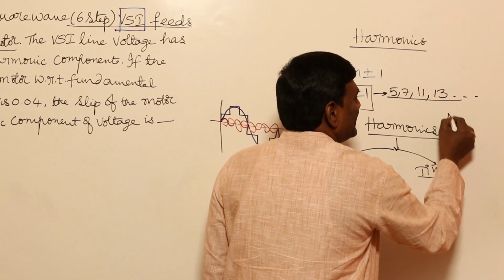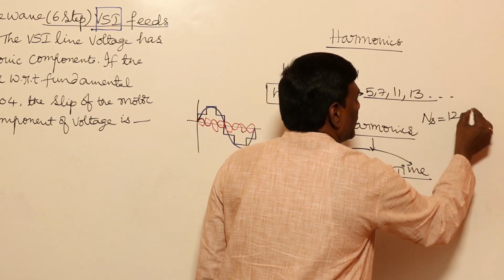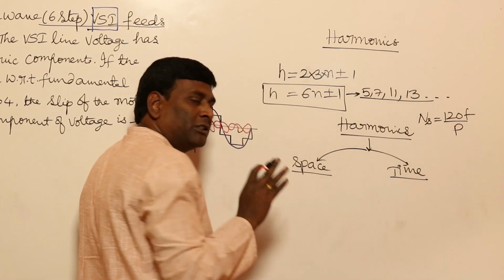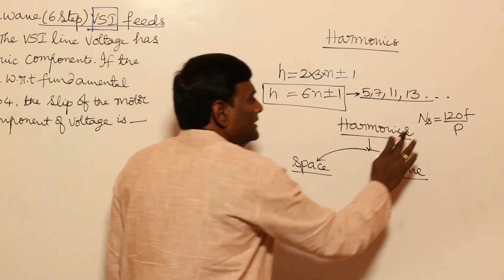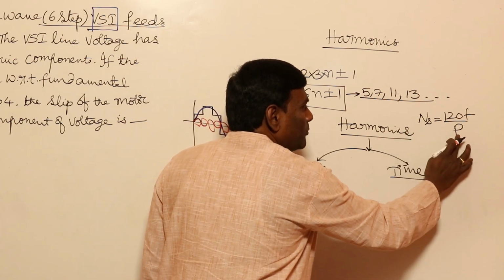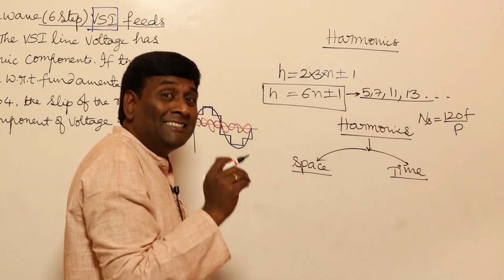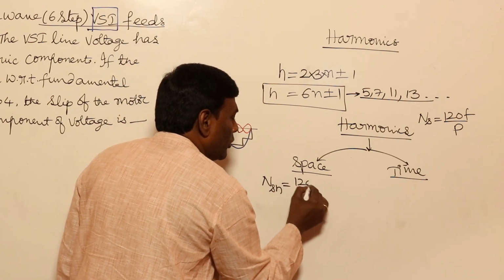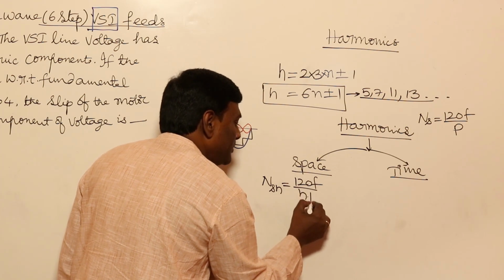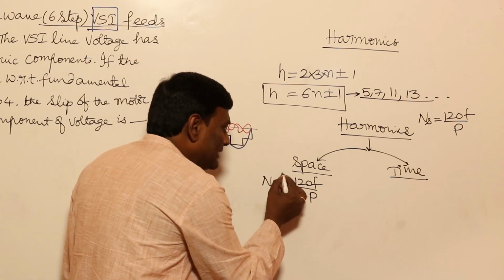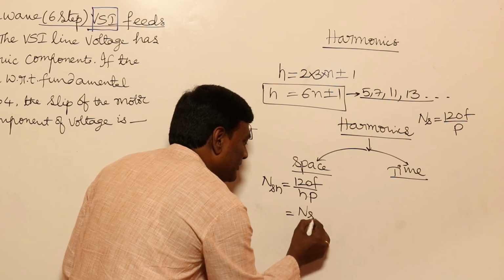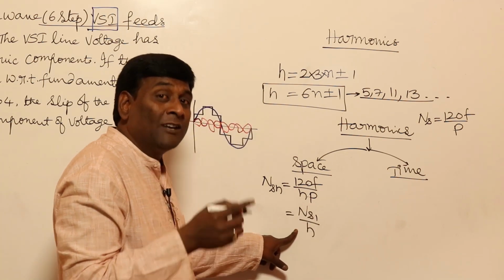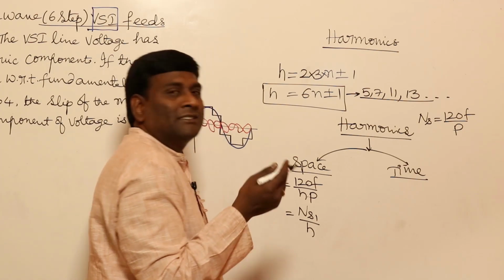Let us see what synchronous speed is going to be: 120 f by p. In space harmonic, just remember as it is, we will see later. In space harmonic, the number of poles of the H harmonic component will be H times the fundamental. So ns of H harmonic is going to be 120 f by H times p, or we can say ns1 fundamental divided by H, which means the fifth harmonic component will rotate at 1 by 5 times the fundamental.